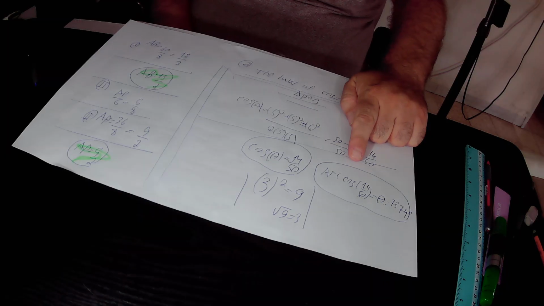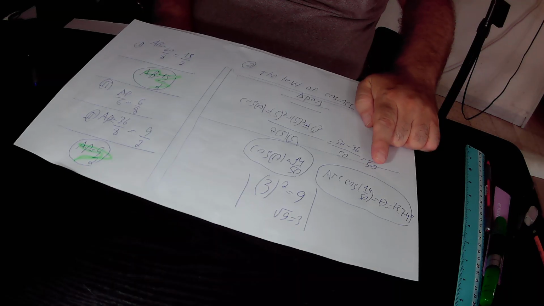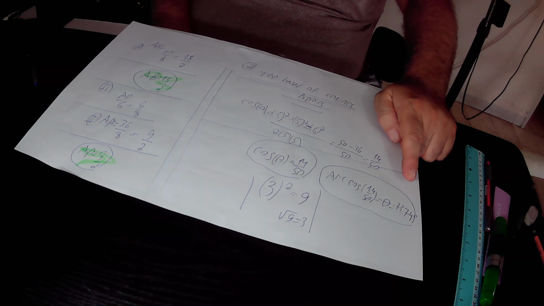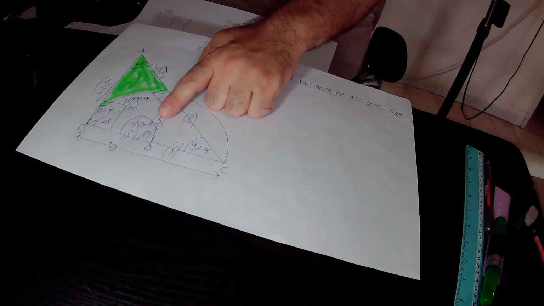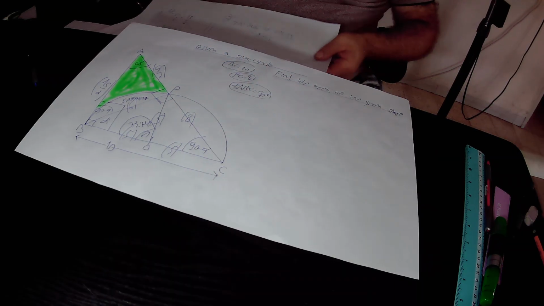We know that arccosine of 14 over 50 is 73.74 degrees in size. Actually, we can find the value of arccosine by using any simple scientific calculator. So arccosine of 14 over 50 equals angle theta, and angle theta equals 73.74 degrees in size.